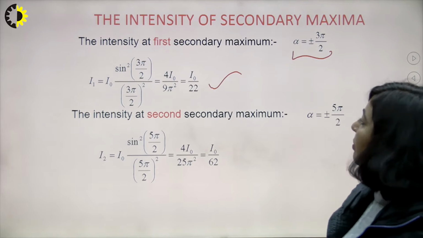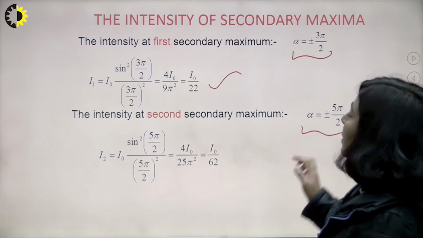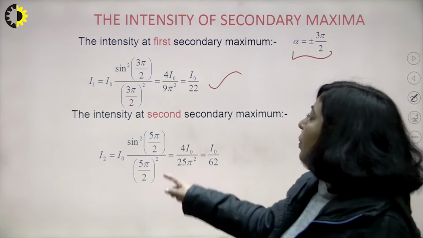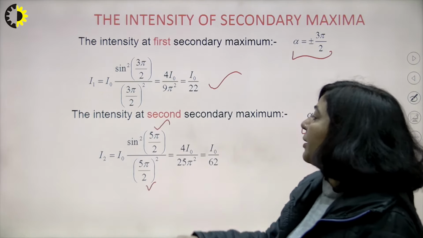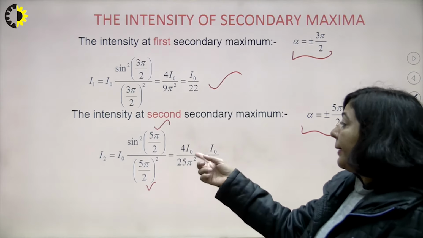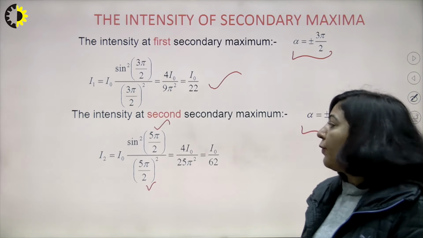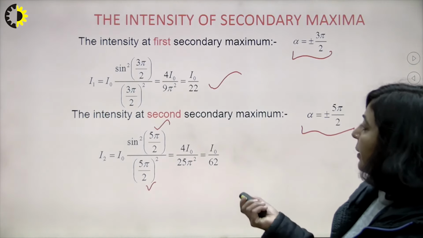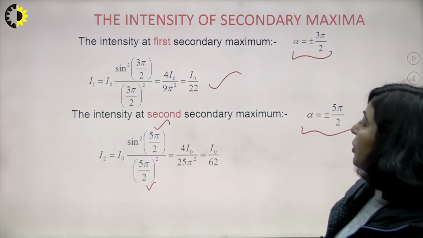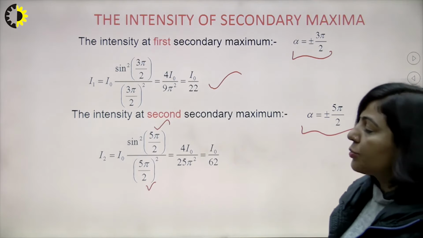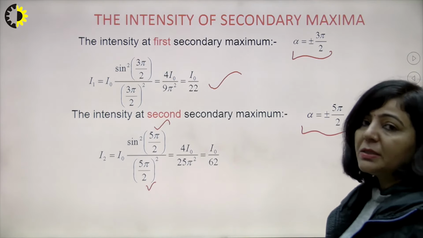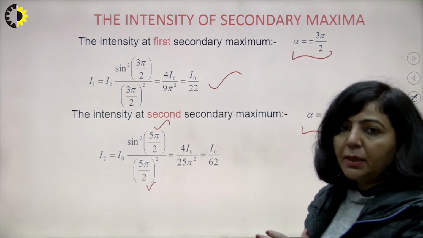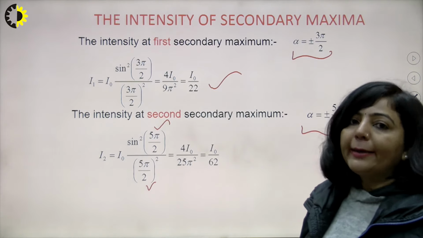For the next secondary maxima, the point is alpha equal to 5 pi by 2. So you substitute the value of alpha as 5 pi by 2. After simplifying, you are getting 4 upon 25 pi square of I naught. Then the next point will be 7 pi by 2, so that will be 4 upon 49 pi square I naught. So in this way, you can see the intensity of secondary maxima goes on decreasing.